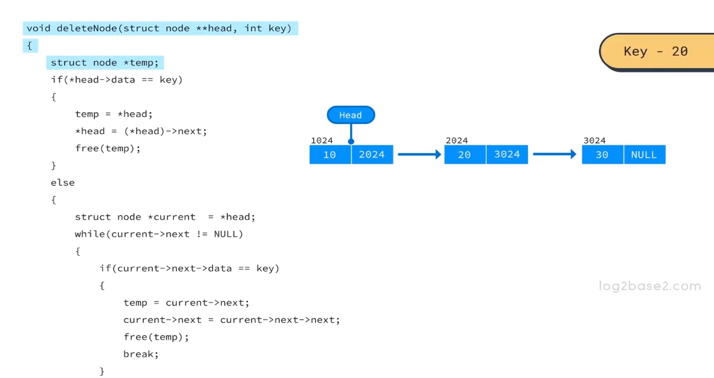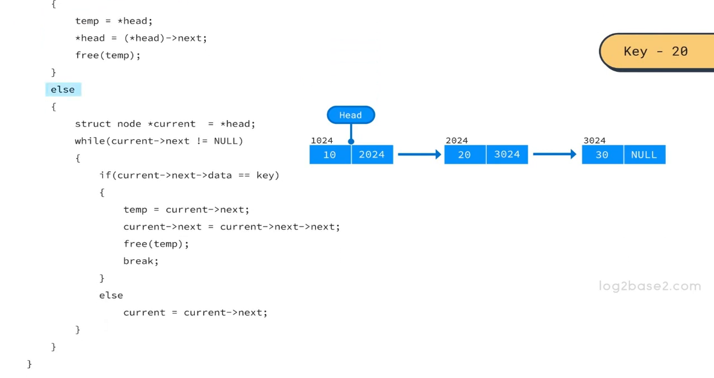Now let us take the same example again but this time the key to be deleted is 20. So first of all we check if key equal to head but it is not. So we go to the else part. Here first another variable current will point to the head node. Now we traverse the linked list using the while loop. The while loop will execute until we reach the end of the linked list, or the last node where node next will be null.